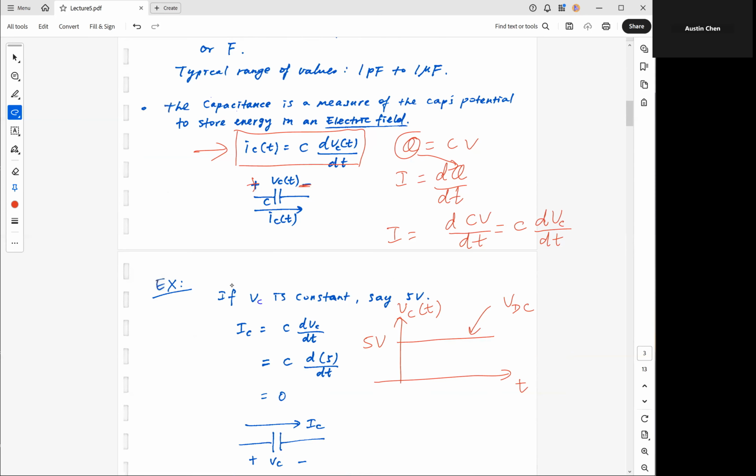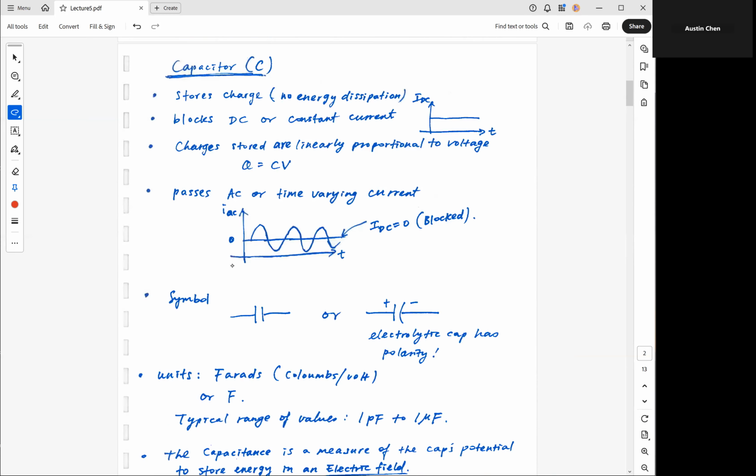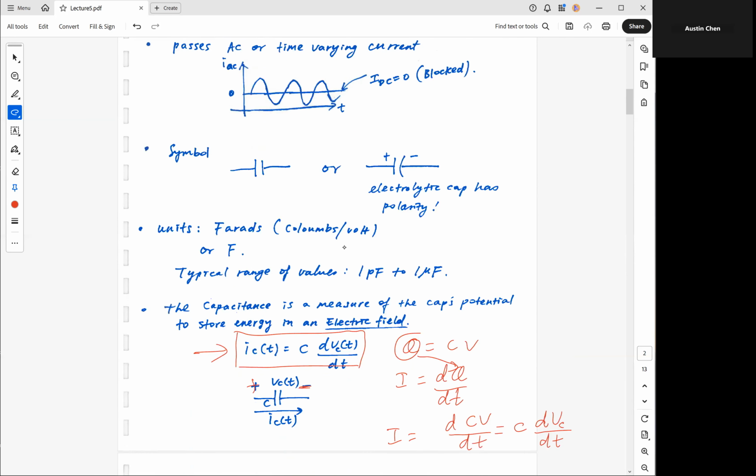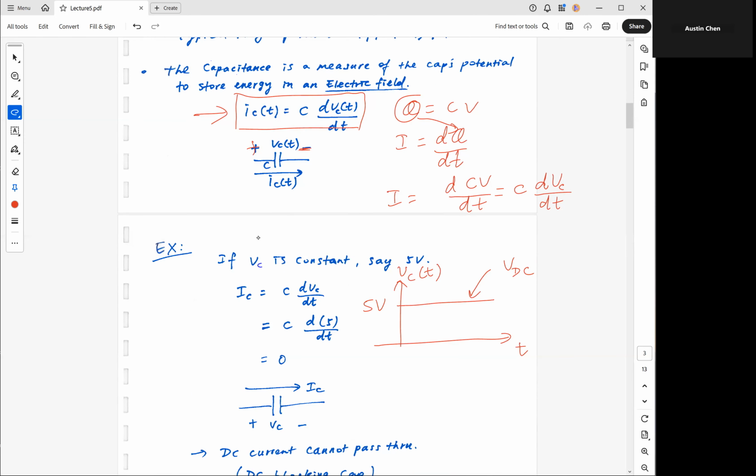So circling back to this bullet point here, a capacitor, or any capacitor, will block DC, or block constant current. And this is the result coming from this simple observation, or from this equation.